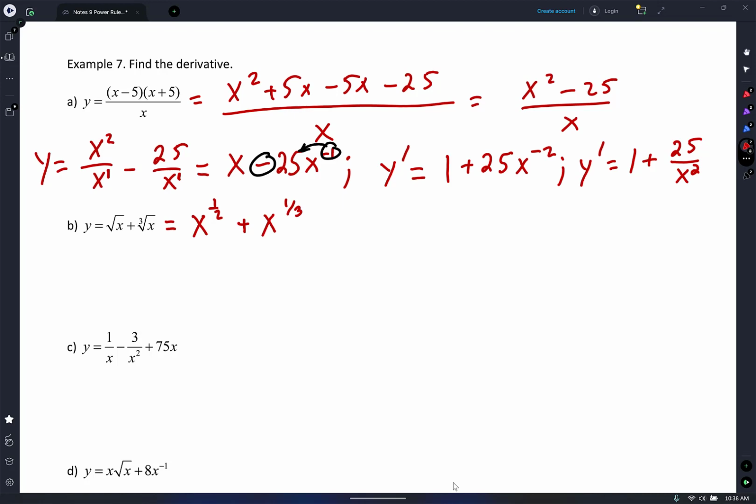Now I'm ready. Y prime equals, what's the derivative of x to the 1/2? 1/2 x to the negative 1/2. You can, yeah, that's fine. Are we okay so far? Okay. Tell me, Flores, dime.